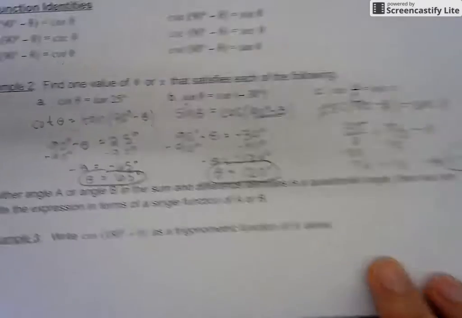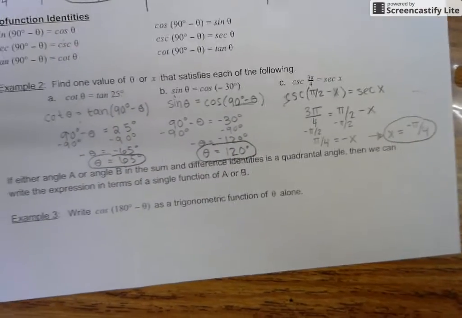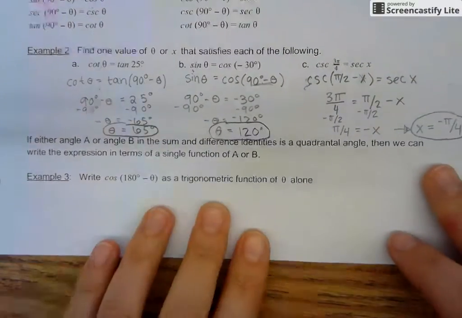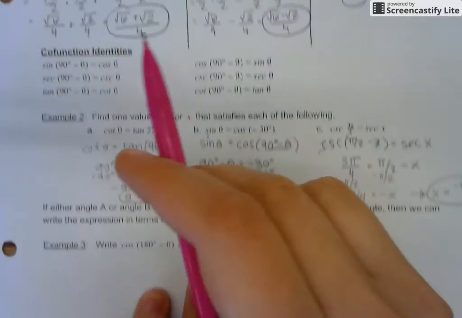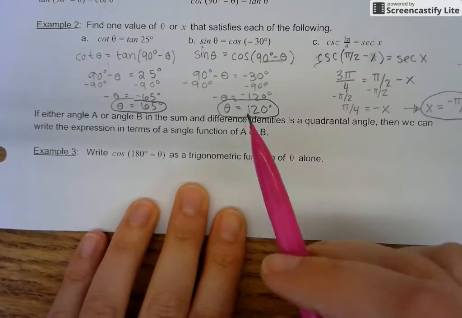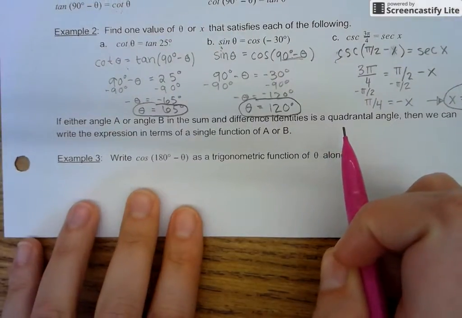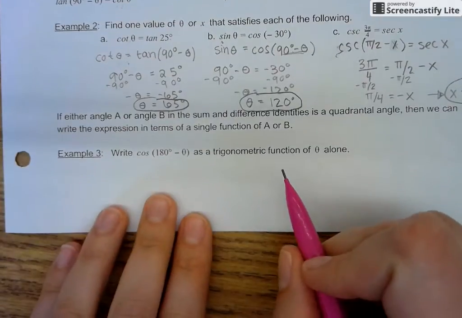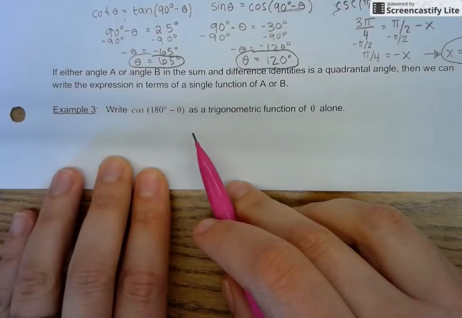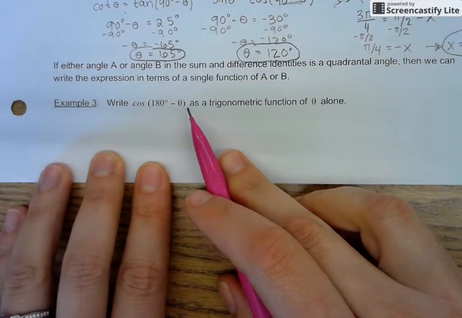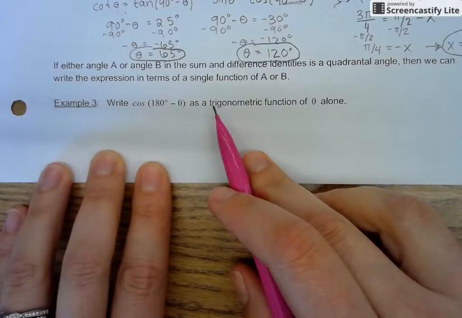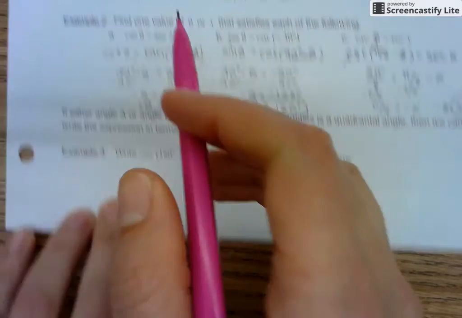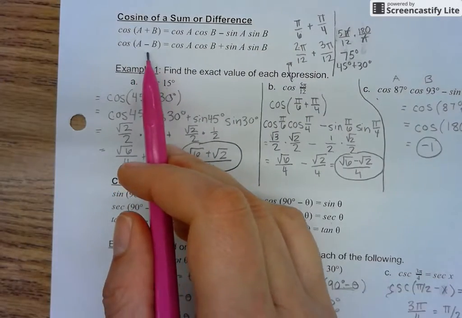Now going back to our sum and difference identities, you're going to notice that if either angle A or angle B in the sum or difference identities, so that was the identities way up here, if either of those are quadrantal angles, then we're going to be able to write our expression in terms of a single function, either A or B. So example 3, it says, write cosine of 180 minus theta as a trig function of theta alone. So again, that's the difference one. So I'm going to be using this identity right here.